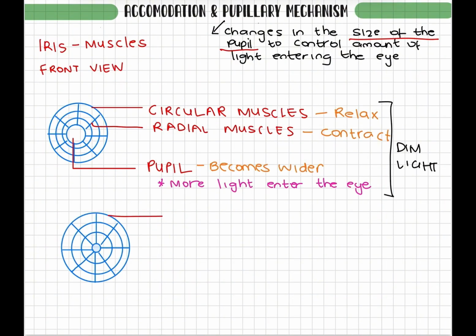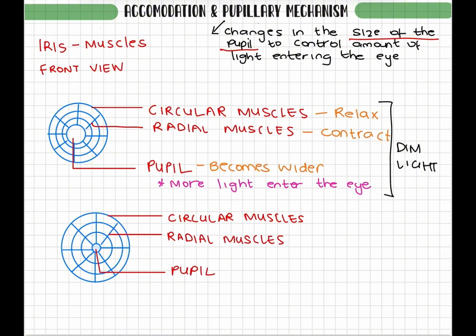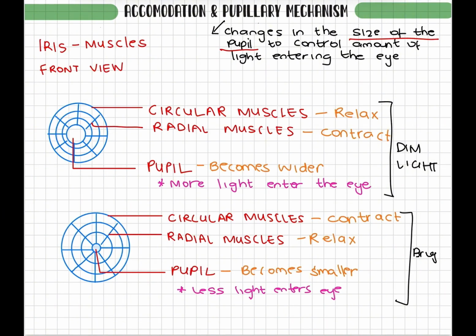Now with bright lights, I've already drawn the diagram. We focus on the same circular muscles, the radial muscles, and the size of the pupil. So circular muscles in this case will contract so that the radial muscles relax and the pupil will become smaller. Then less light will enter the eye. All this is happening during bright light.